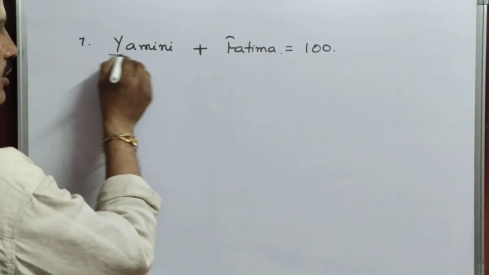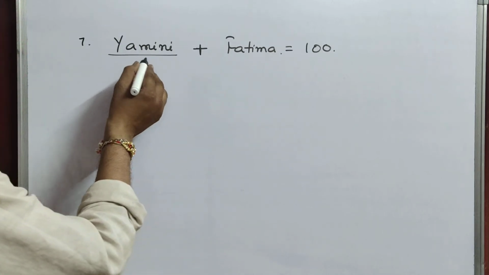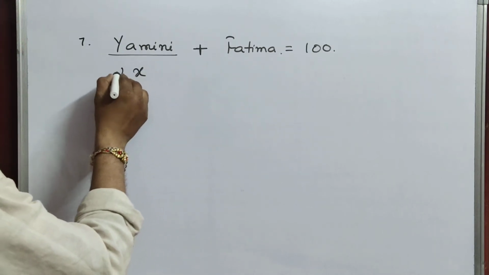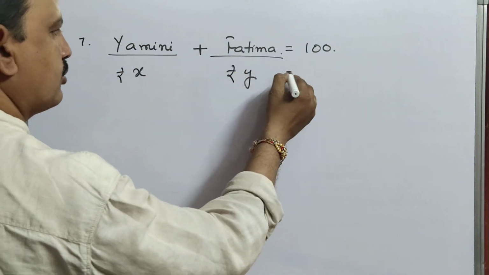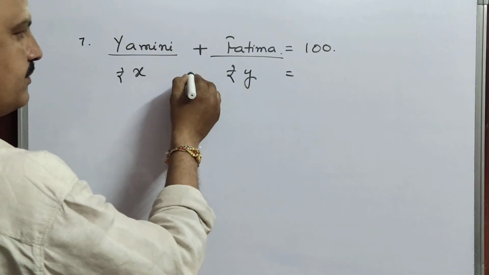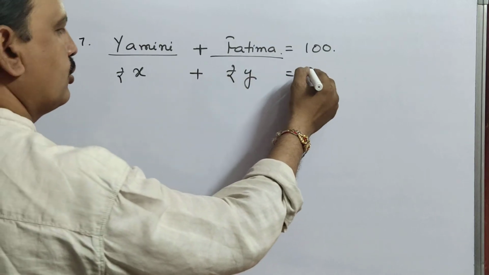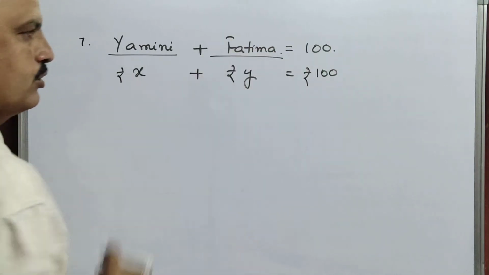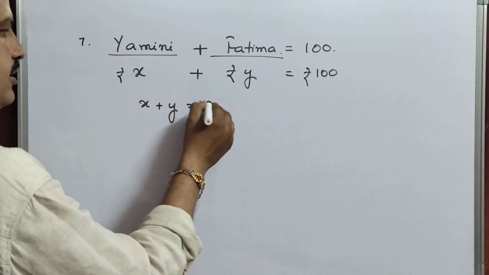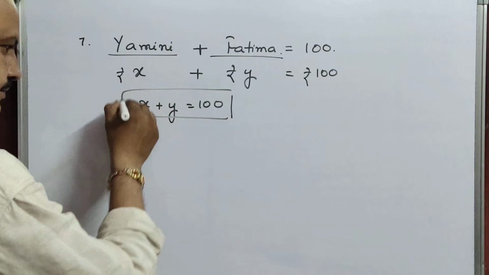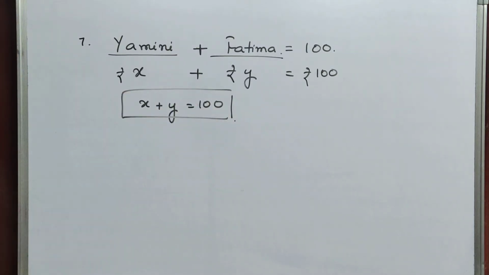You just take the contribution of Amina as x, that means the amount contributed by Amina is x rupees, and the amount contributed by Fatima is y rupees. Then total, x plus y means x rupees plus y rupees, together 100 rupees. That means x plus y equals 100. See, you got an equation. Okay, this is the rough work, which is what I understood from the question and wrote.